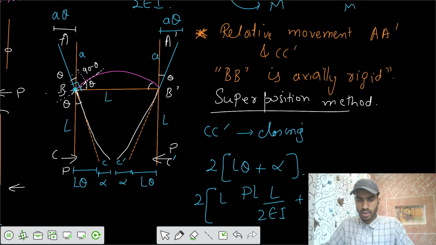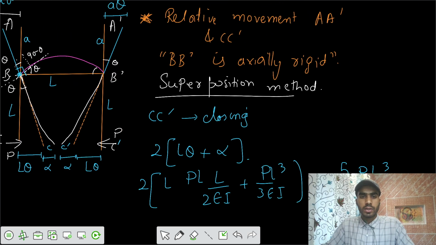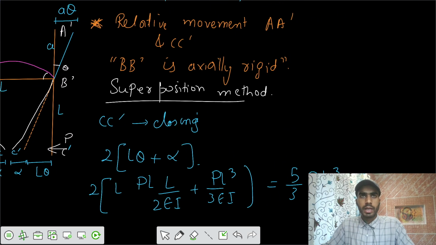And this was the method to get the deflection by using the superposition method. Now let's use the moment area method. If we solve by the moment area method, let's write that: moment area method.